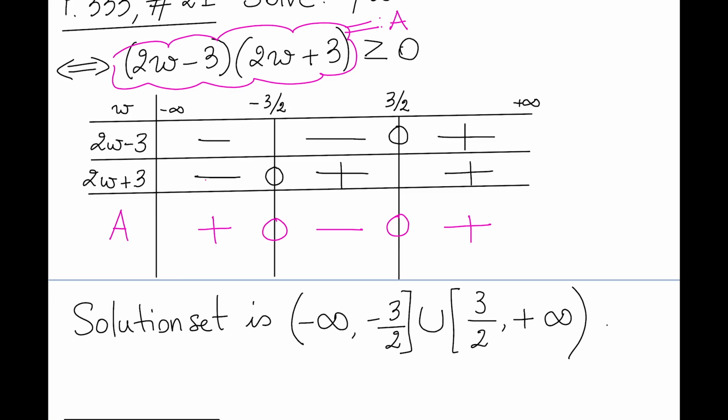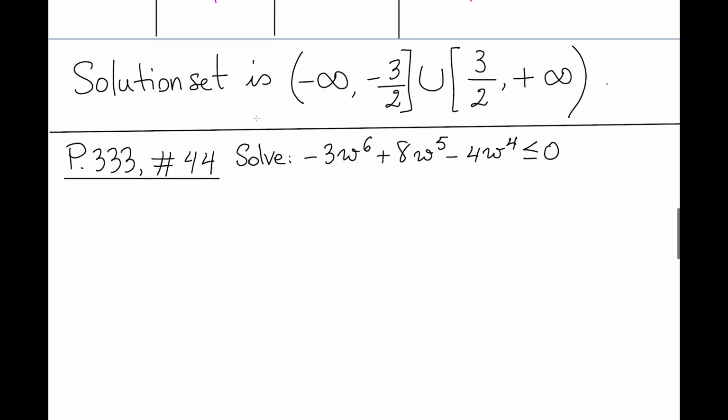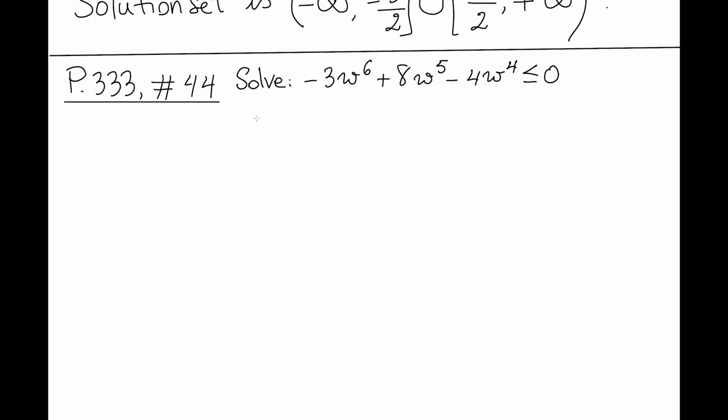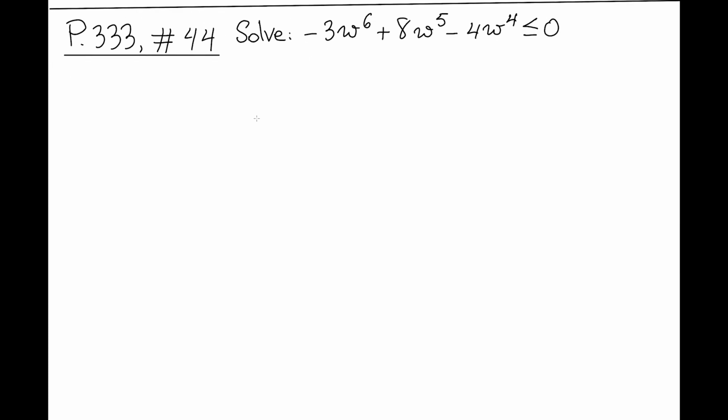All right, so let's take another problem. Let's consider page 333, number 44. Solve the following inequality: minus 3w^6 plus 8w^5 minus 4w^4 is less than or equal to 0. Well, I would like to factor this polynomial, the polynomial on the left-hand side.